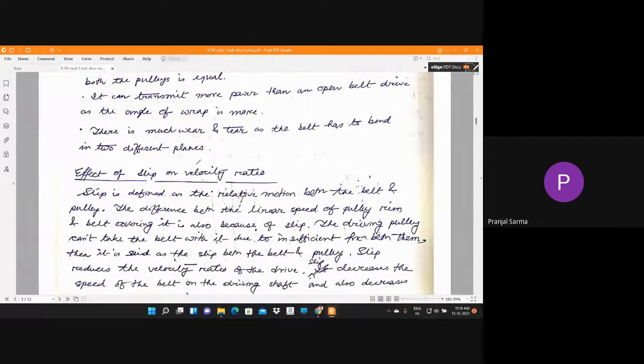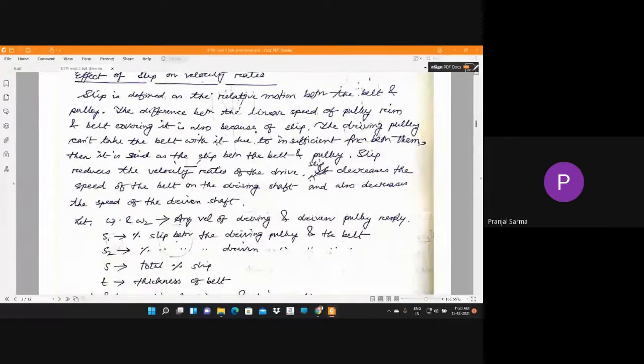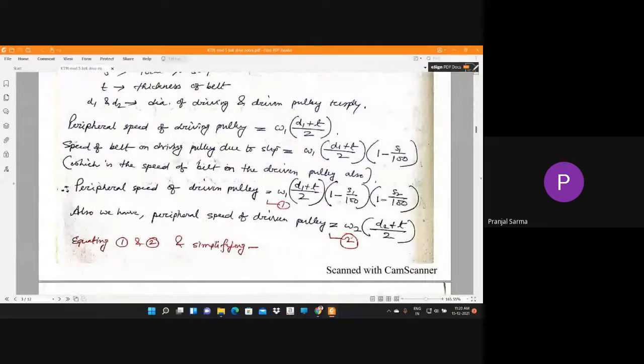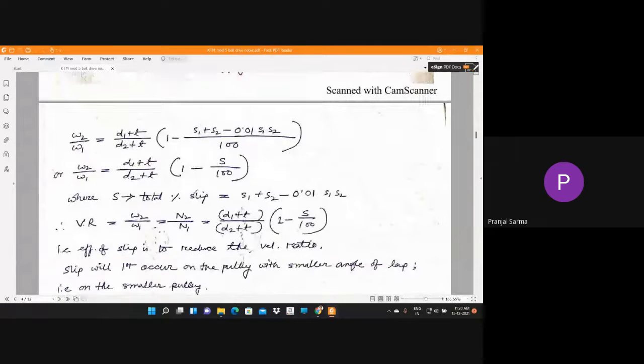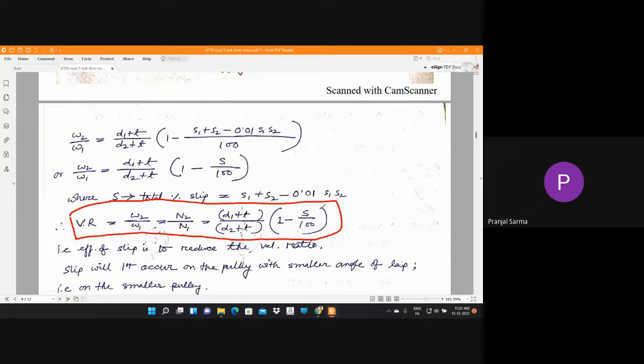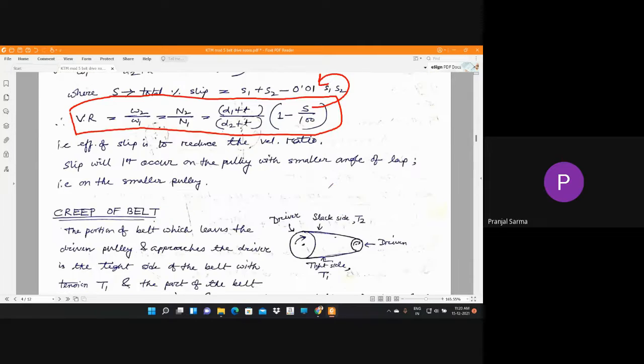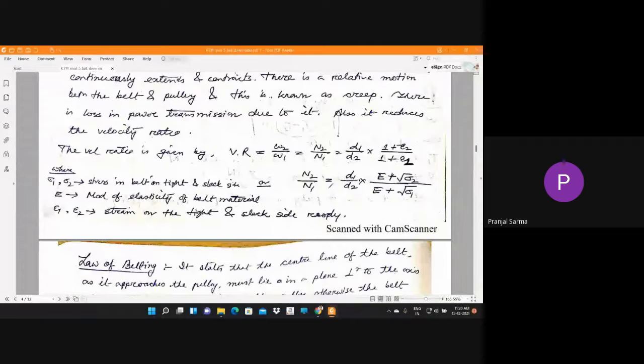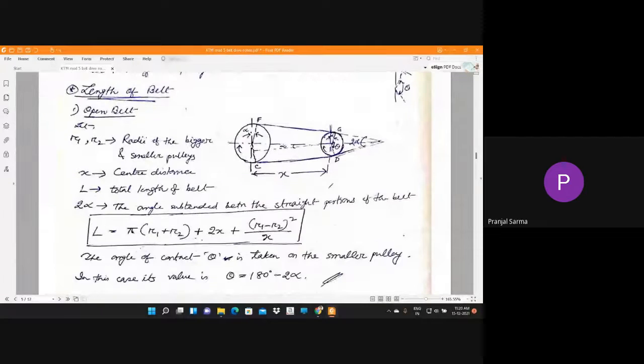Okay, so we have seen that the effect of slip on velocity ratio is to decrease the velocity ratio. There we have seen that your velocity ratio, by considering the slip, can be given by this expression, where this S is the total percentage slip. So we consider slip as a percentage only. Similarly, about creep also we have discussed.